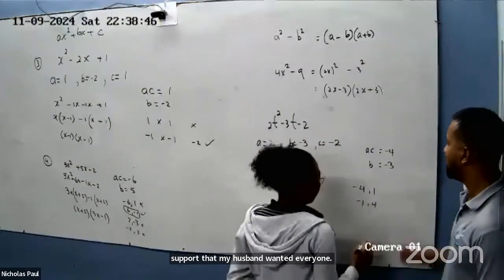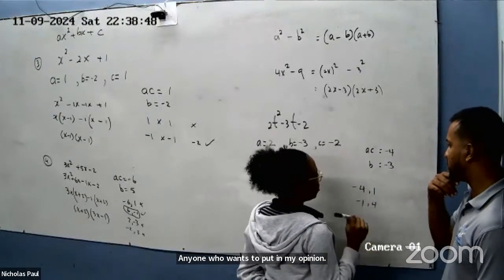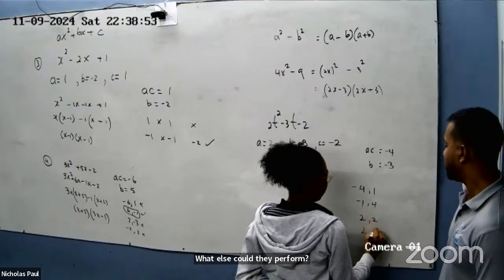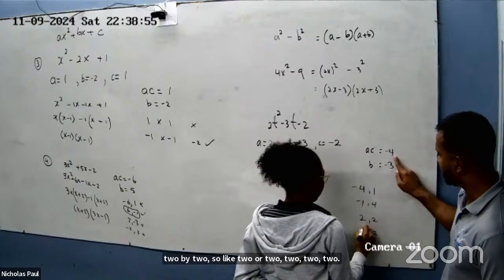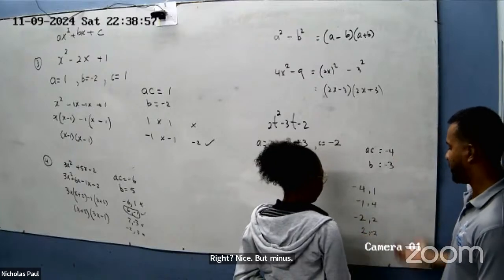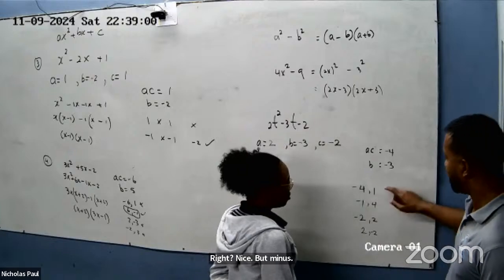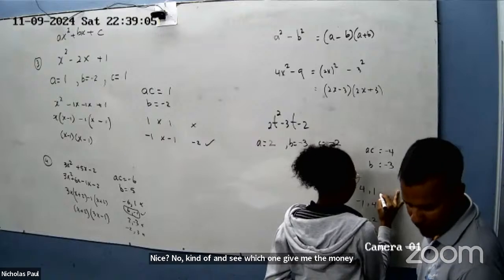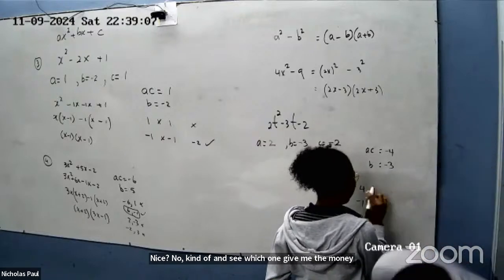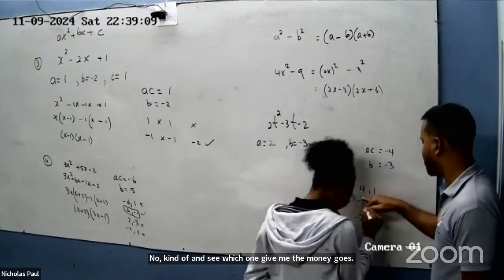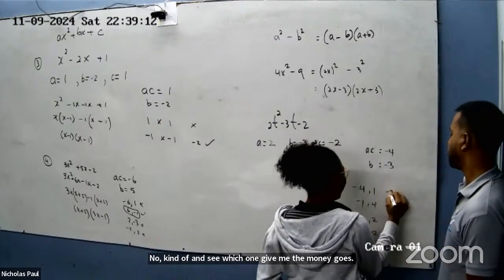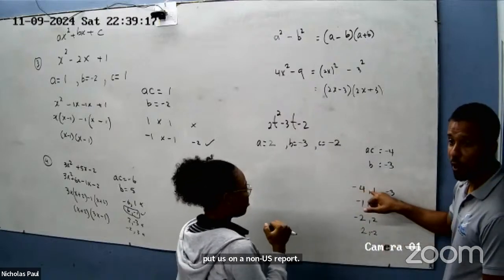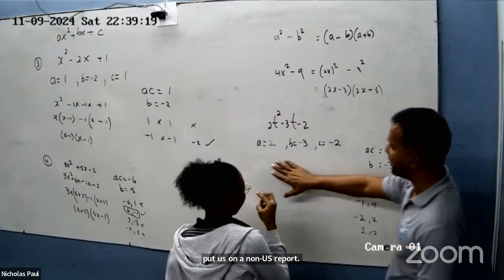What else could give you 4? 2 by 2. Nice. But put a minus there. It doesn't really matter where you put it. Now add them and see which one gives you minus 3. Minus 4 plus 1 is minus 3. So the first one will, the rest won't. So minus 4 and 1. Now, what's the next step?